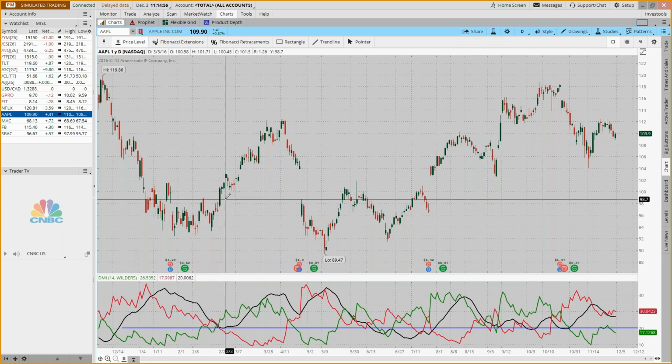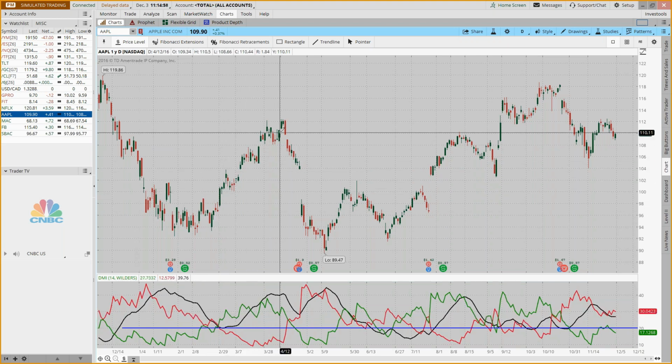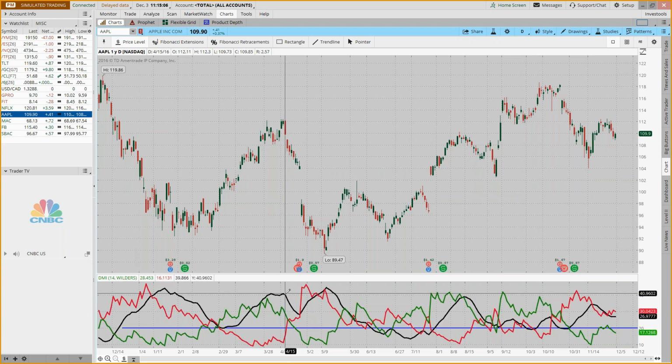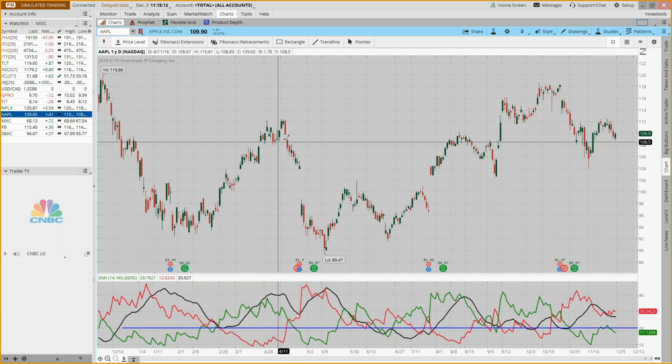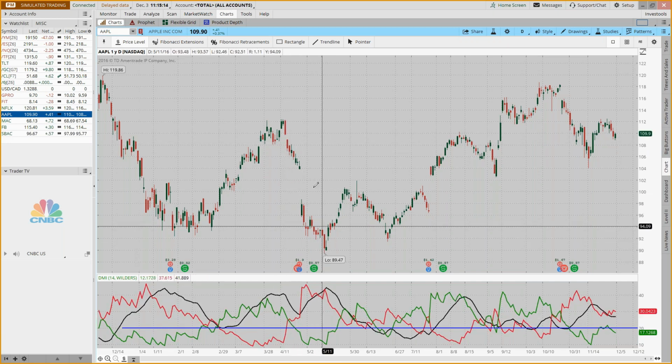And the green crossed, and it led to that move upward. Okay? Back in here, the red crossed above the green, and there was a strong trend in place. The ADX was at 40 at that point. Okay? And this happened above that 20 line. And we got a nice thrust lower. Okay? That's really how you want to use the ADX.